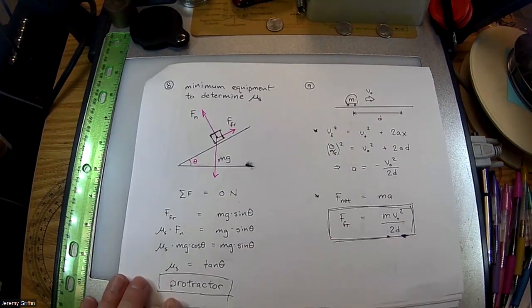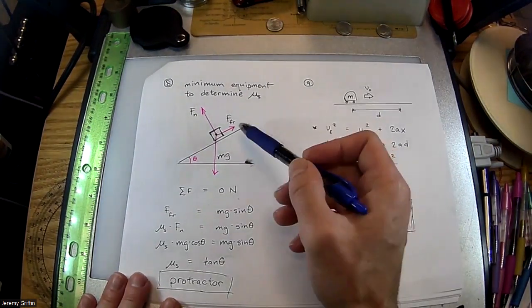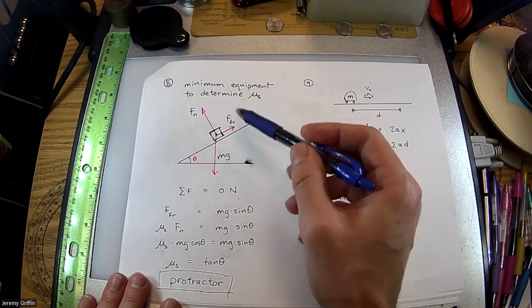What's the minimum equipment you need to determine the coefficient of static friction with a block and an adjustable incline?